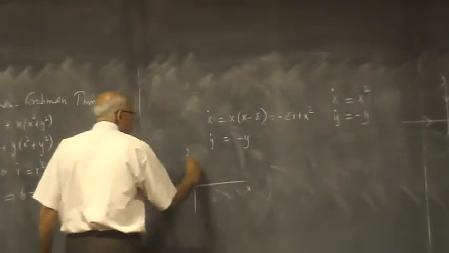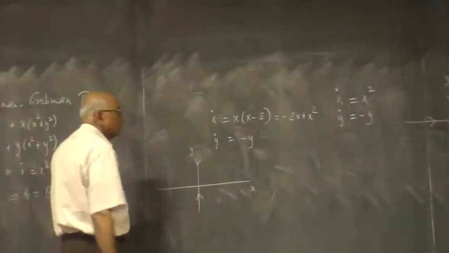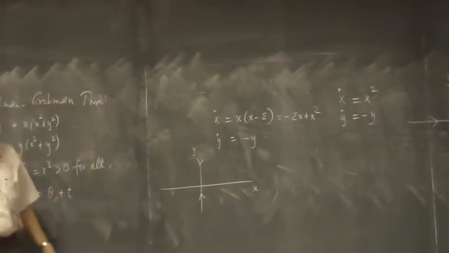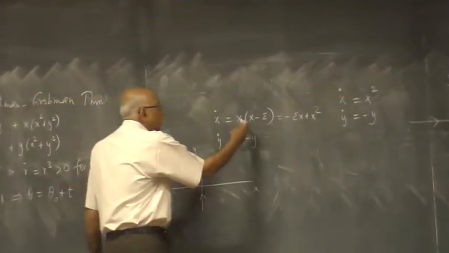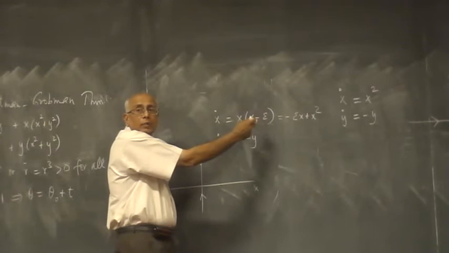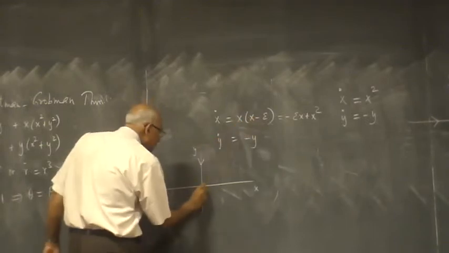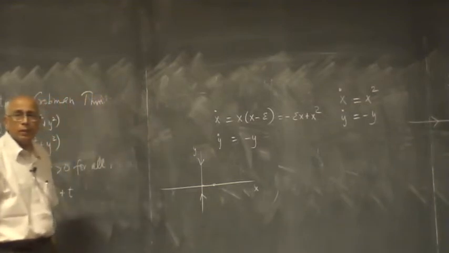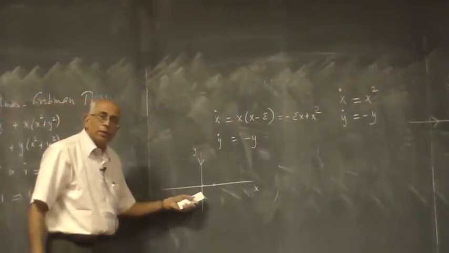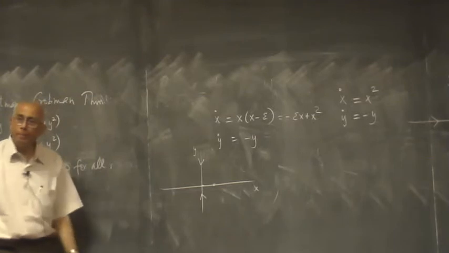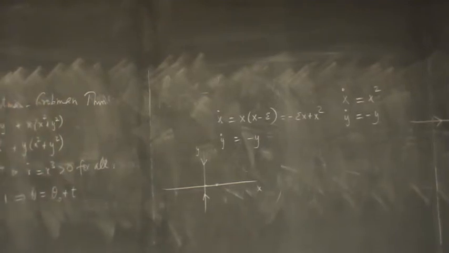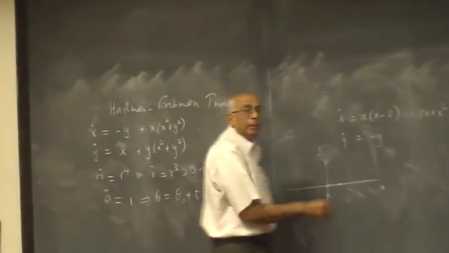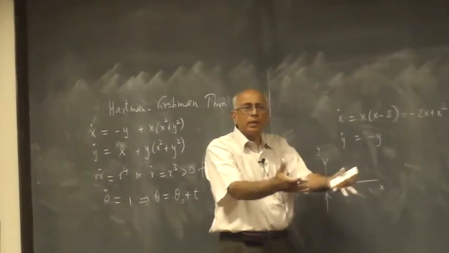So here's x, here's y. This flow line still goes like this. Where are the critical points here? It's at x equal to 0 and x equal to epsilon. So there's one here and there's another here. What sort of critical point is the origin? Well, I must linearize near the origin.